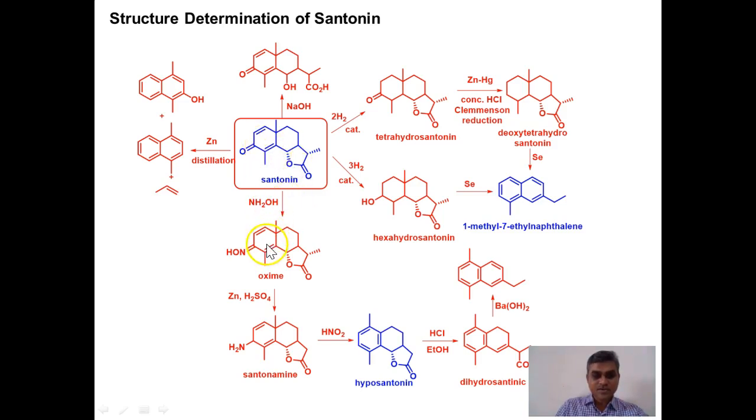Similarly, Santonin forms an oxime, and its reduction with zinc and sulfuric acid forms santonamide, and santonamide undergoes diazotization or some rearrangement reaction to form hyposantonin. So we have now convinced ourselves. Similarly, it forms a hydroxy acid, and the structure of the hydroxy acid will be like this. If you assign the structure of the Santonin molecule in this way, we can understand the outcome of all the previous experiments which were carried out to elucidate the structure of Santonin. So we have completed the structure determination of Santonin on the basis of very simple experiments.